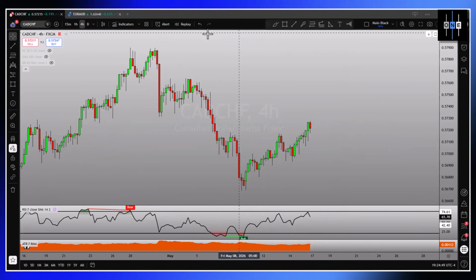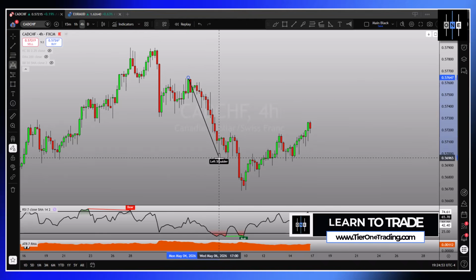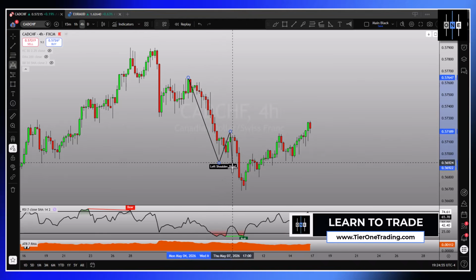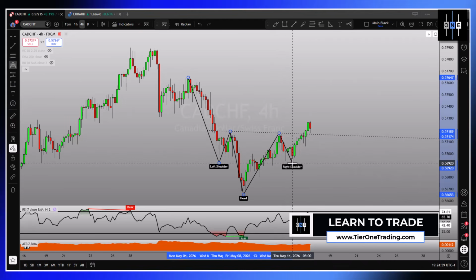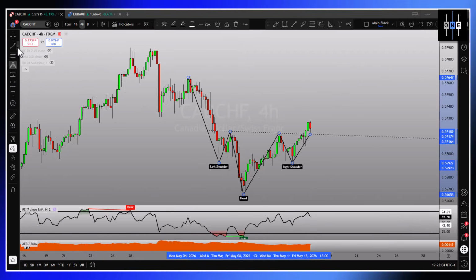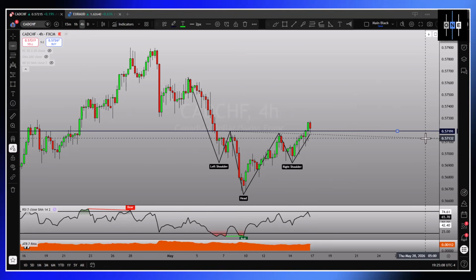This is going to be on the Canada Swiss 4 hour. We've got, again, movement down, movement up, extension down, movement back up, failed extension down, and you can see we violate our neckline, whether slanted or horizontal. So this is what a head and shoulders completion looks like.